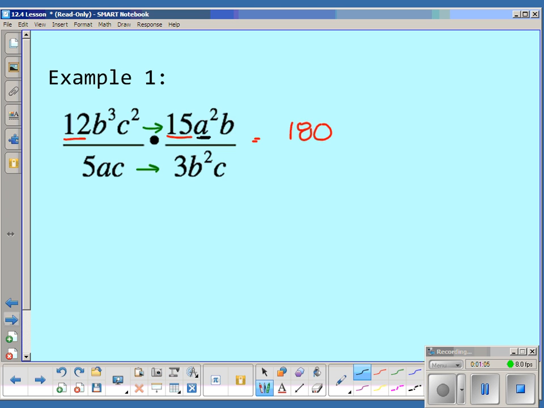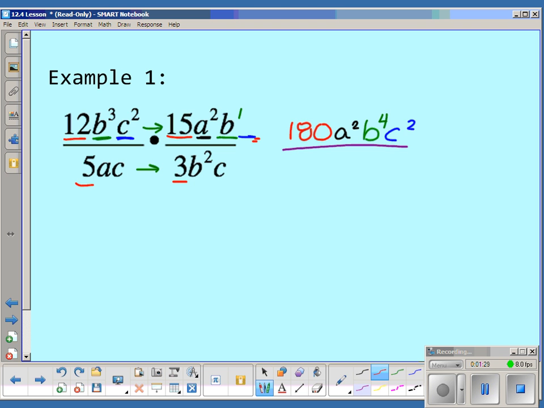I have an a squared times nothing over here, so I'm left with an a squared. I have a b to the third and a b to the first, so b to the fourth. And then I have a c squared and no c's over here, so I'm just left with a c squared on top. Now I'm going to move on to the bottom.